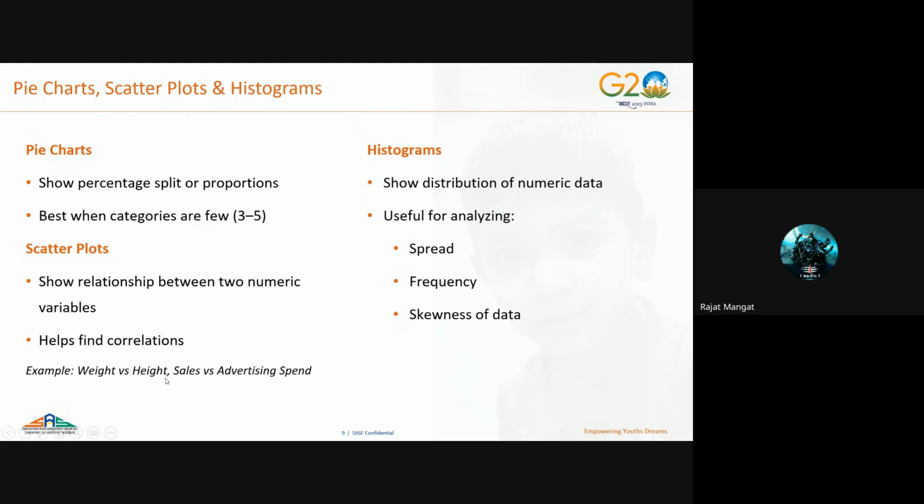When we compare weight versus height, like we do in calculating body mass index, your height depends on weight. So when you want to find the relationship between two things, remember this, between two things, then you can use a scatter plot.